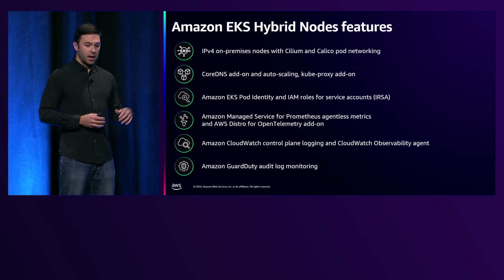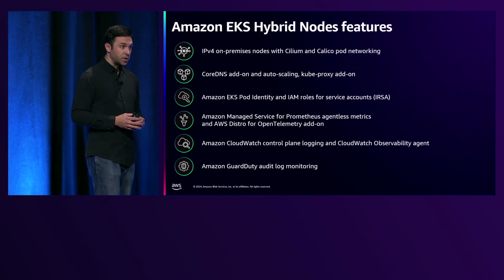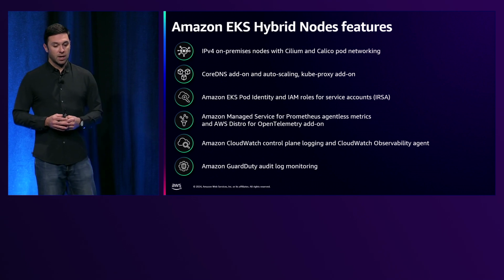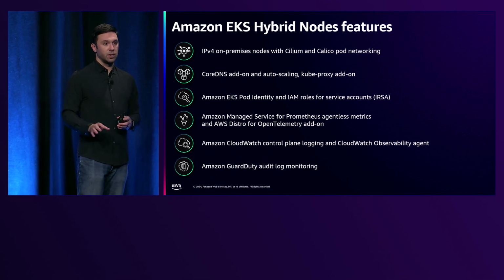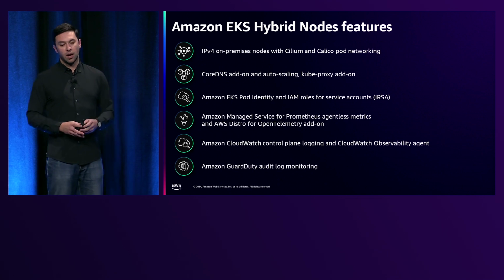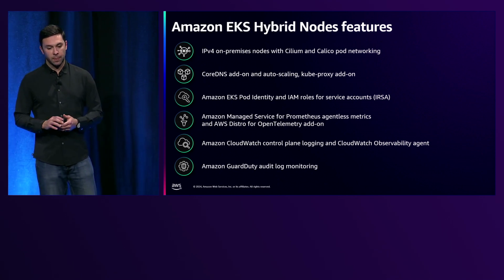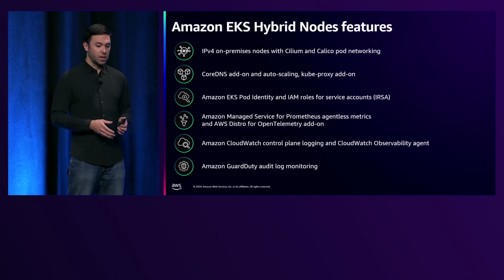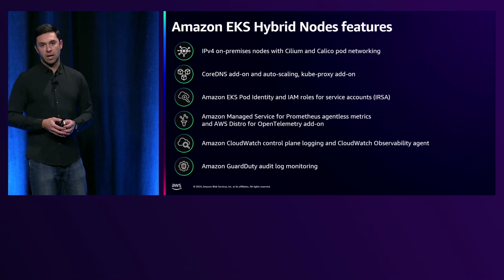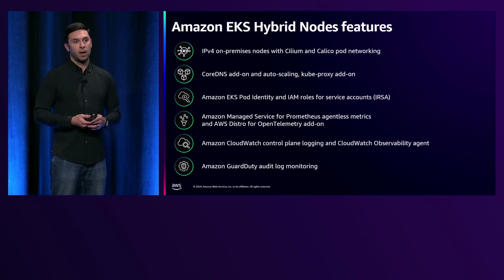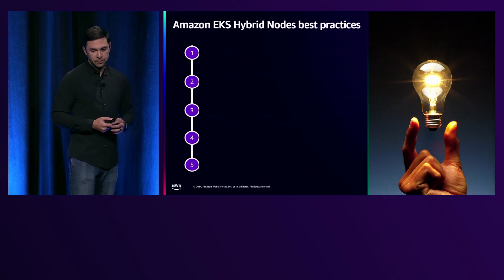So Amazon Managed Prometheus, agentless metrics, the ADOT agent, as well as the CloudWatch agent for your hybrid node monitoring, and also the control plane logging for the EKS cluster control plane. And lastly, you can also use GuardDuty EKS protection, which looks at the audit logs of the EKS cluster and analyzes them for vulnerabilities.